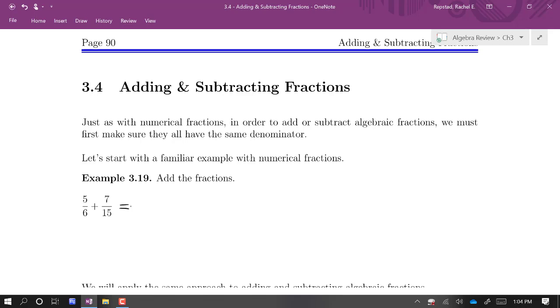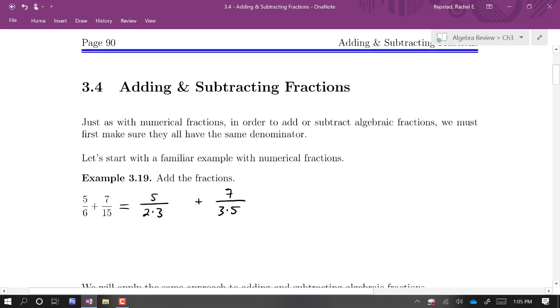So when I'm adding numerical fractions, I begin by factoring the denominators. I don't factor the numerators. I mean, 5 and 7 are prime anyway, but even if they weren't prime, I leave those as they are, and I factor the denominators, usually down to primes. And I do this because in order to add fractions, we need a common denominator.